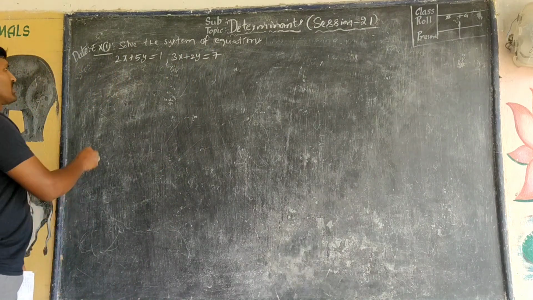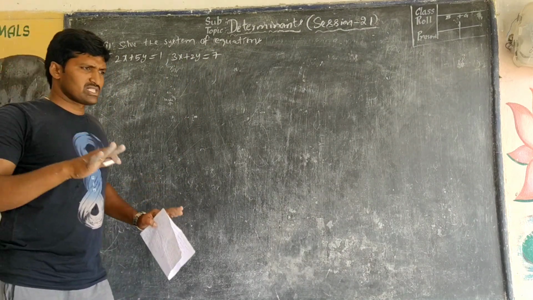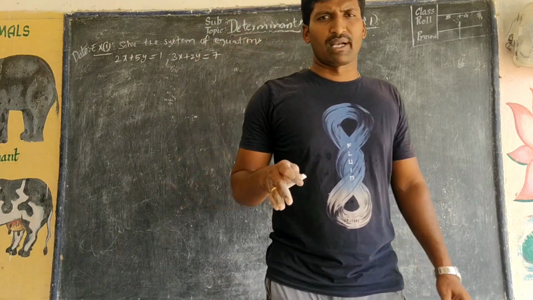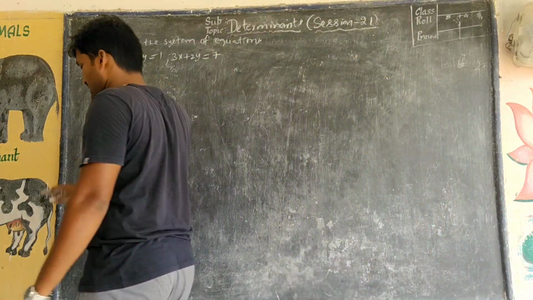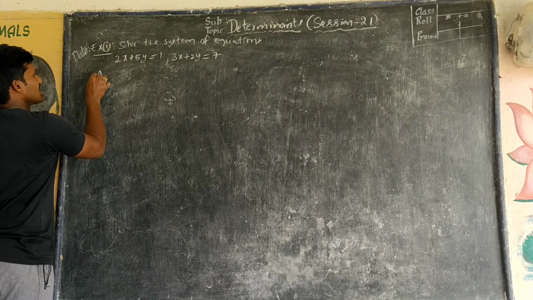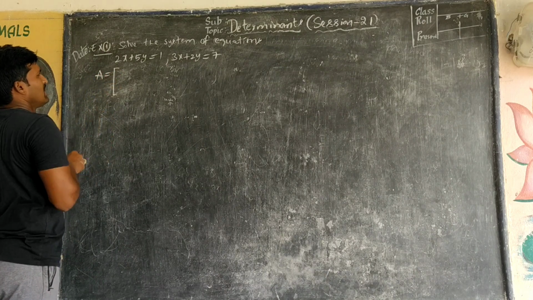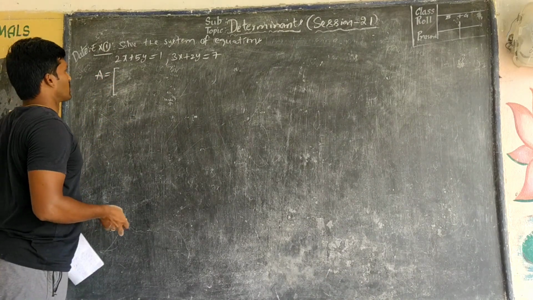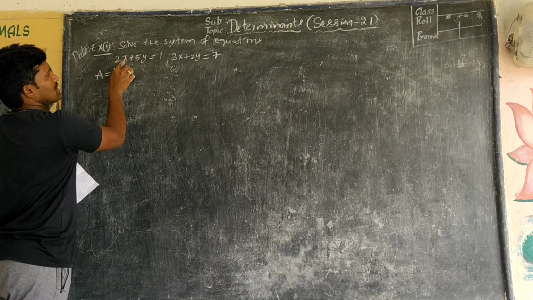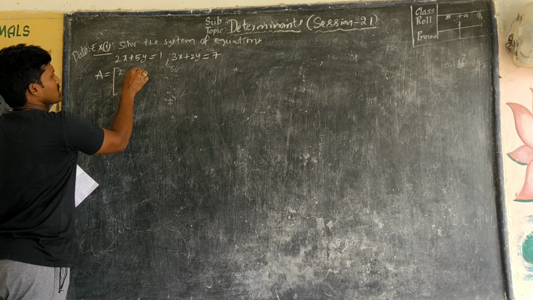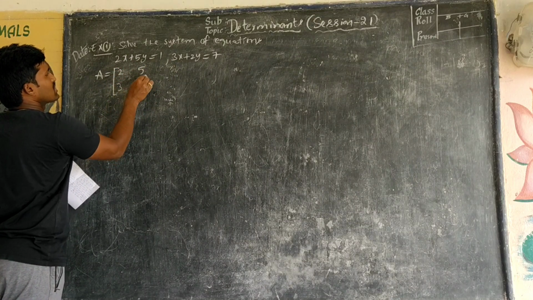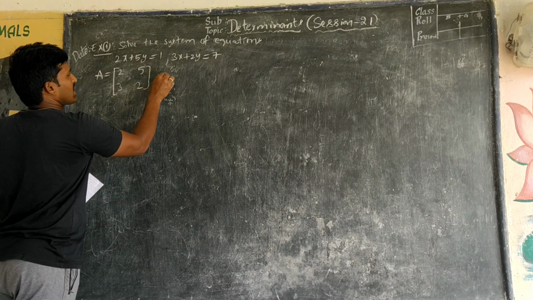From this we need to find the A matrix. We are solving by using the matrix method. First we need to write 3 matrices compulsorily at the start. First the A matrix, that is the coefficient matrix. Only 2 rows and 2 columns will come. First equation x, y coefficients 2, 5. Second equation 3, 2. Next we need to write the X matrix.